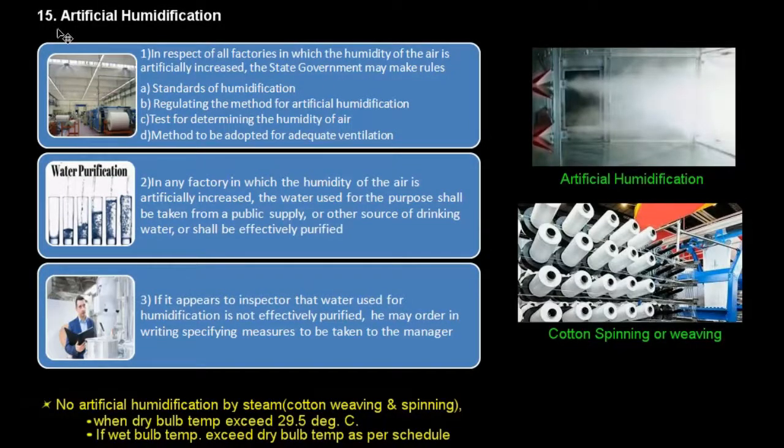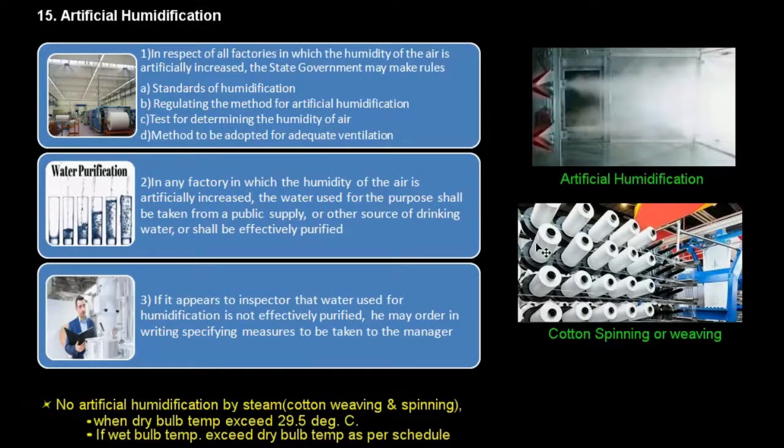Now we'll learn about section 15, that is artificial humidification. Under this section there are three subsections, but before going to this we'll learn what is artificial humidification, where it is required and why. Artificial humidification, to put it in simple words, is a process wherein we introduce water vapor to the atmosphere in order to increase the humidity. As you can see in this picture, the steam is being introduced to the workroom in order to increase the humidity. Now where is this required?